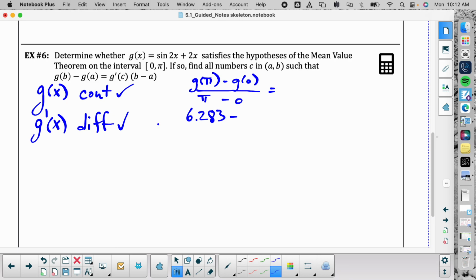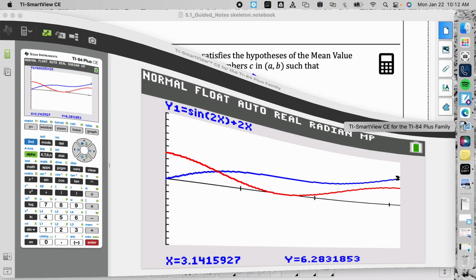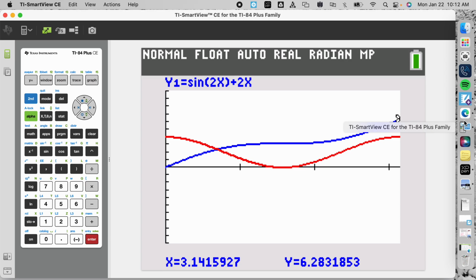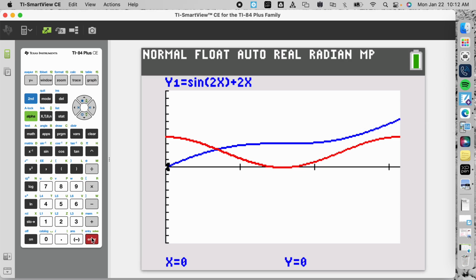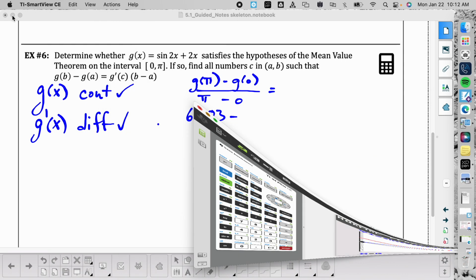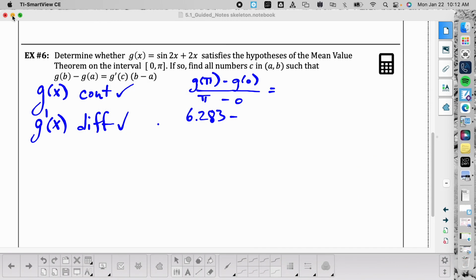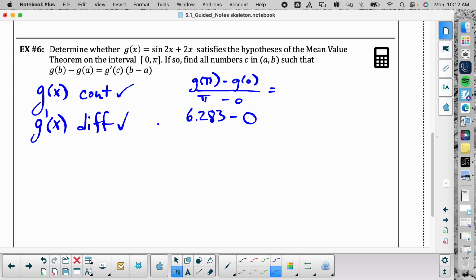G of 0. So I'm still on the correct equation. I'm going to hit 0. G of 0 is 0. Now, since we're using the calculator, I'm not going to write 2 pi, even though I could tell that was the answer. So I'm going to have 6.283 divided by pi, which should be 2.